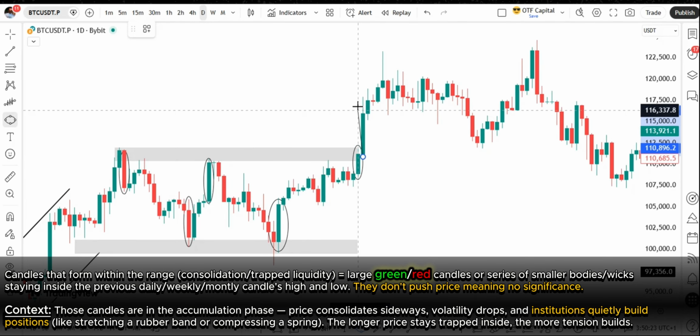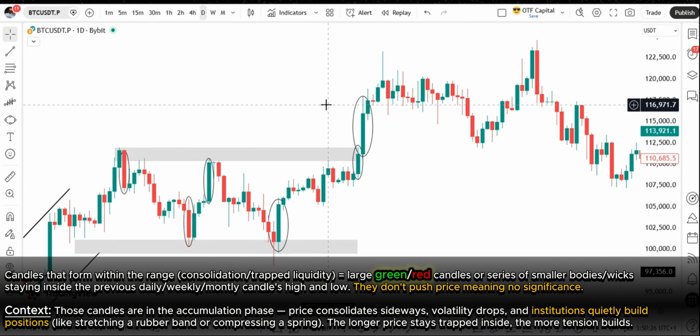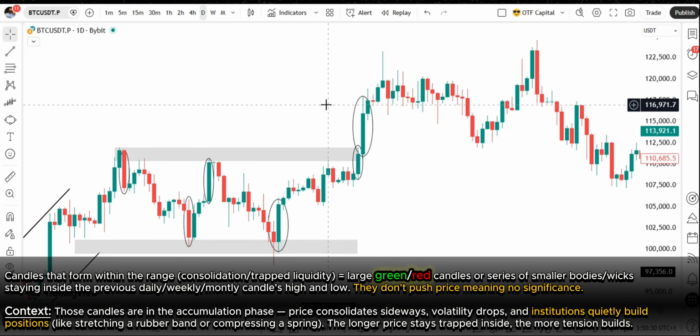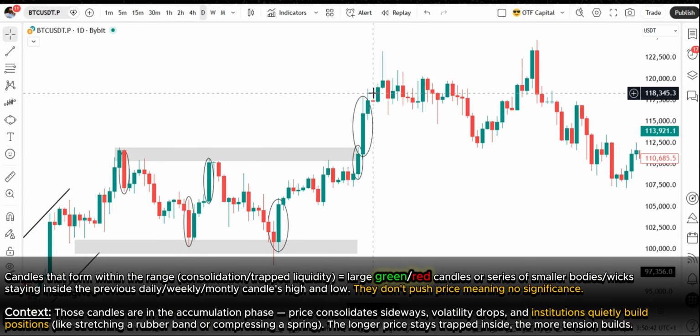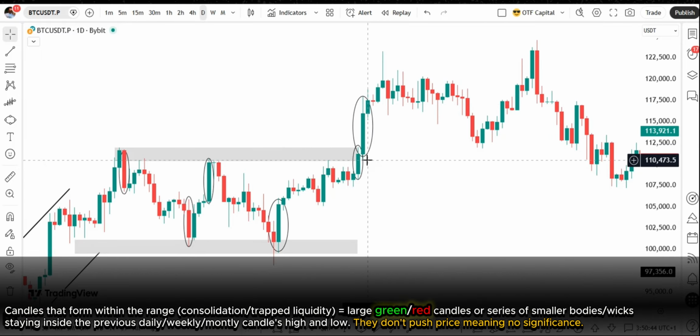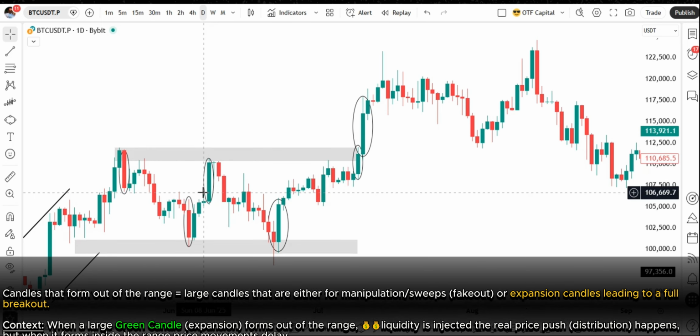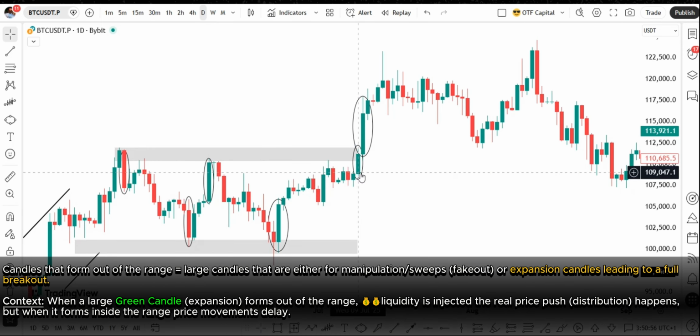These two large body candles don't have significance. Pay attention. Even some of the large body candles that happen within this range don't have the same meaning, because they happen in a fast price movement, or because they are stuck. This large green candle that broke out of this range, and the red and green candles happening inside this range, don't have the same meaning.